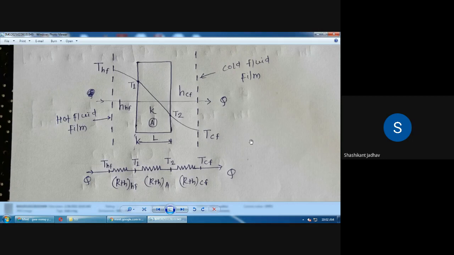Okay, so the solid component or metal component we have considered has thermal conductivity K and thickness capital L. The convective heat transfer coefficient from the hot fluid to that metal is HHF, that is, the heat transfer coefficient for the hot fluid. And similarly for the cold fluid, the heat transfer coefficient is HCF, that is, the heat transfer coefficient for the cold fluid.